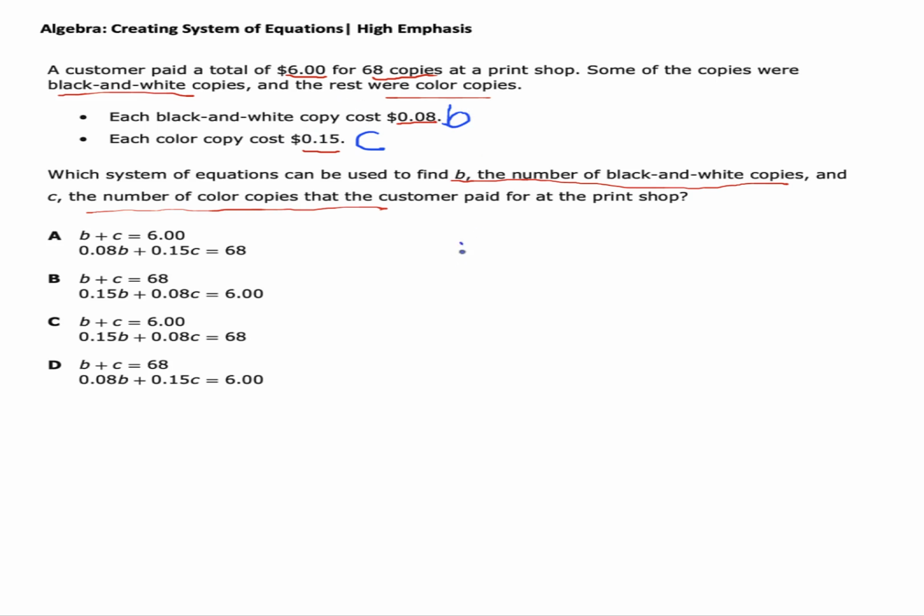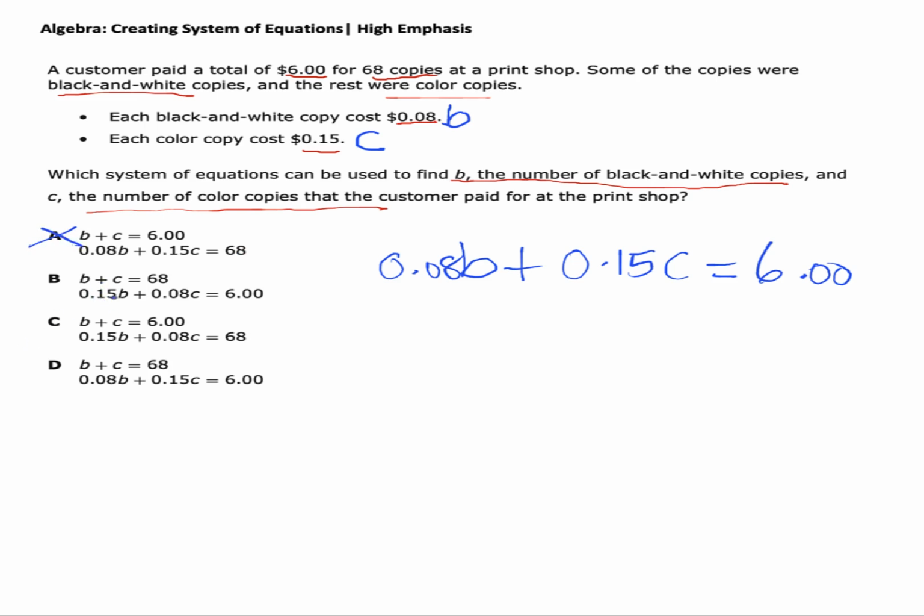So you see here where you have the B, which is going to be with the 8 cents, added to the C, which is going to be with the 15 cents, that should equal $6 because money goes with money. So I'm going to go through and look to see where I have 8 cents B and 15 cents C equaling $6. So here I have my 8 cents B, my 15 cents C, but notice that equals 68. So we can eliminate A.